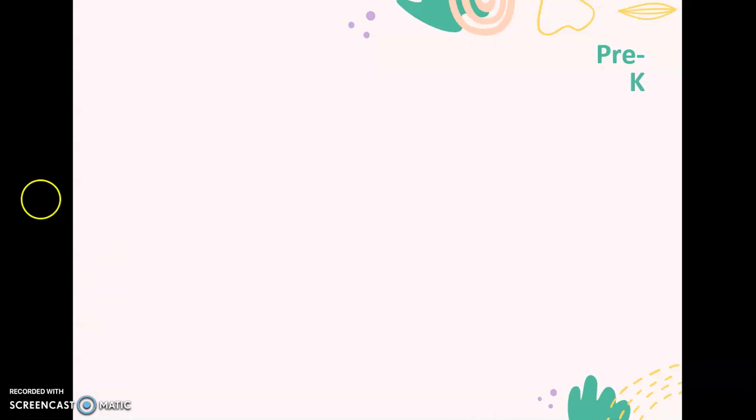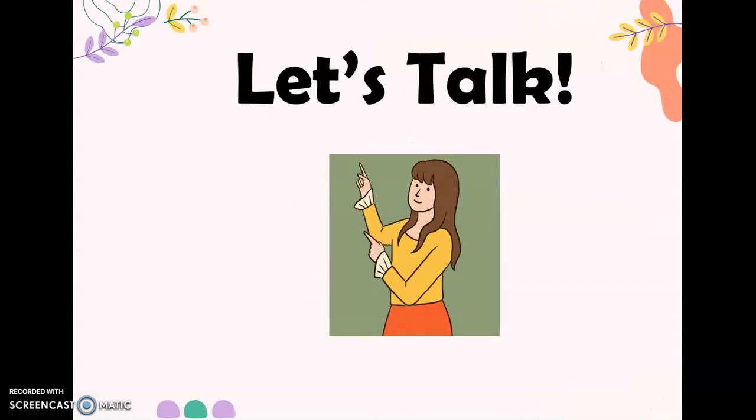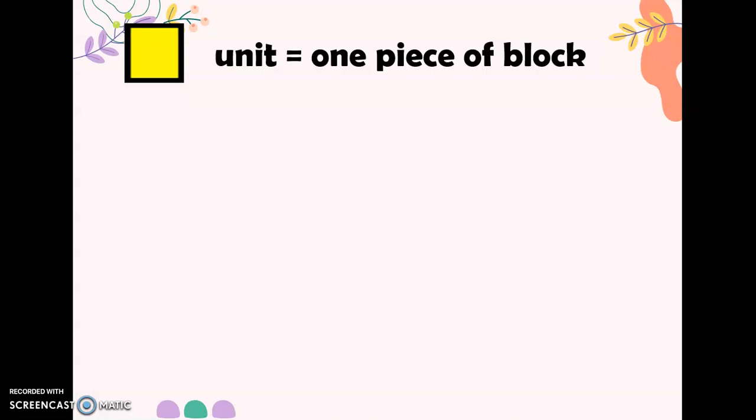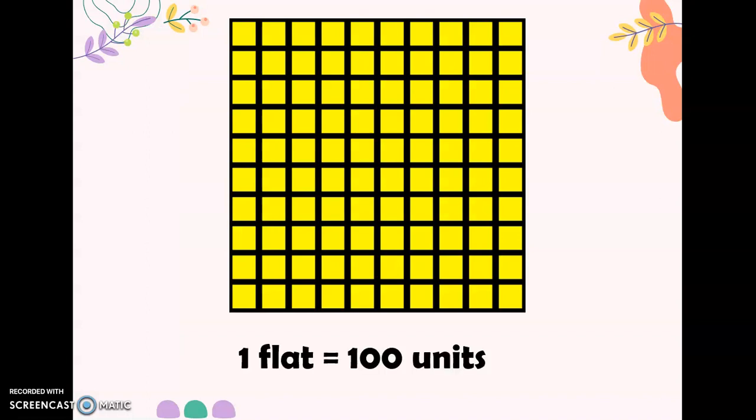And the title of our lesson is Visualizing and Representing Numbers from 101 to 1000. And now that's what we're going to talk about. Now, remember, my dear grade 2, that one unit is equal to one piece of block. One rod is 10 units or 10 pieces of blocks. Then, one flat is, of course, 100 units or 100 pieces of blocks.